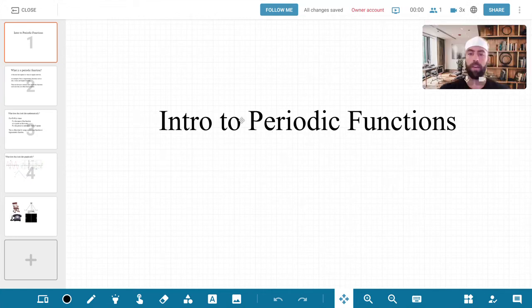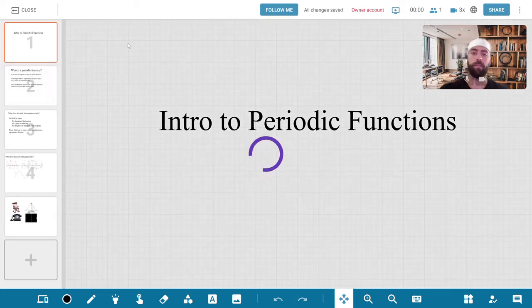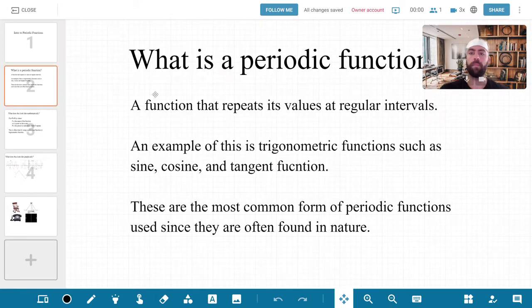Alright, let's do a short little intro into periodic functions. We'll start off with what is a periodic function. It's a function that repeats itself and its values at regular intervals.